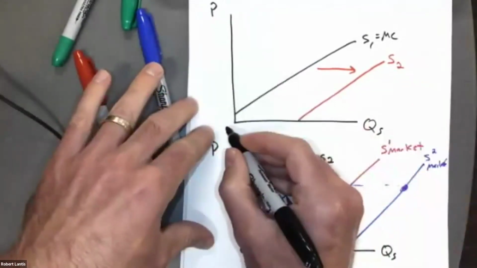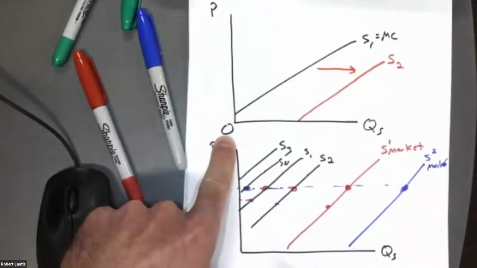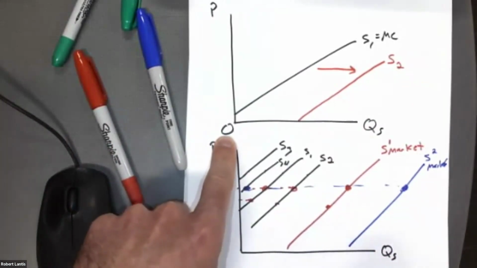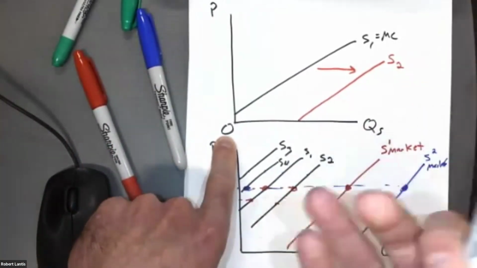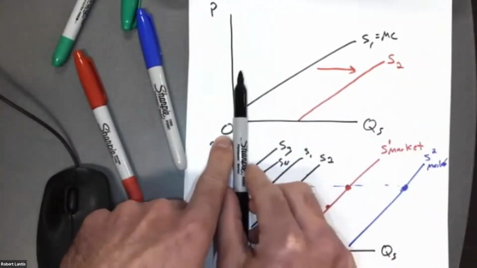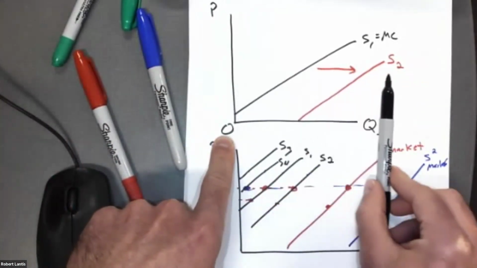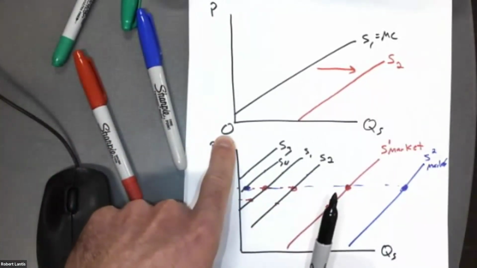What am I doing? I'm moving further away from this 0 point. That's the way to think about these supply increases and decreases. It's also the correct way really to think about demand increases and decreases. If my curve is shifting away from this 0 point, it's increasing.